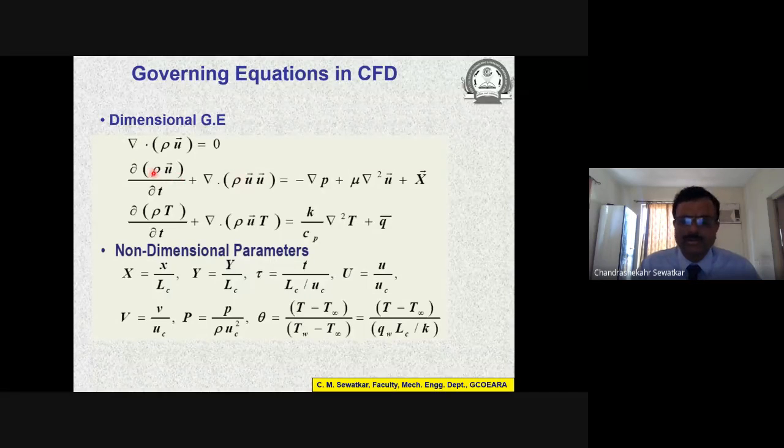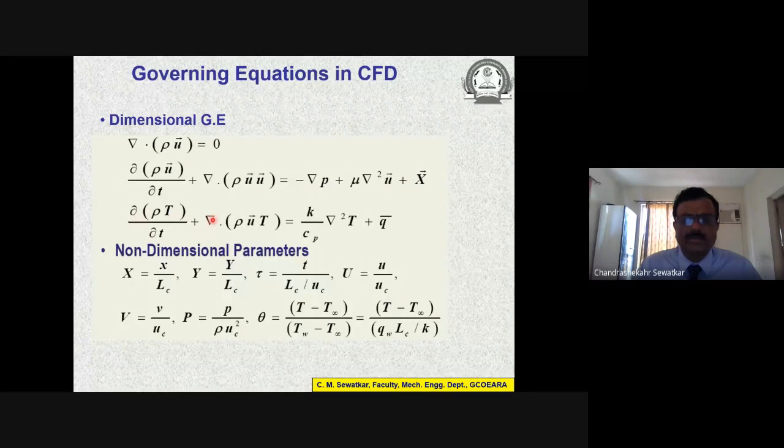So according to Newton's second law of motion, the acceleration is equal to force per unit mass. So the moment we take rho onto the other side, this becomes my pressure force per unit mass, this becomes my viscous force per unit mass, and this becomes body force per unit mass. So this is my momentum equation.